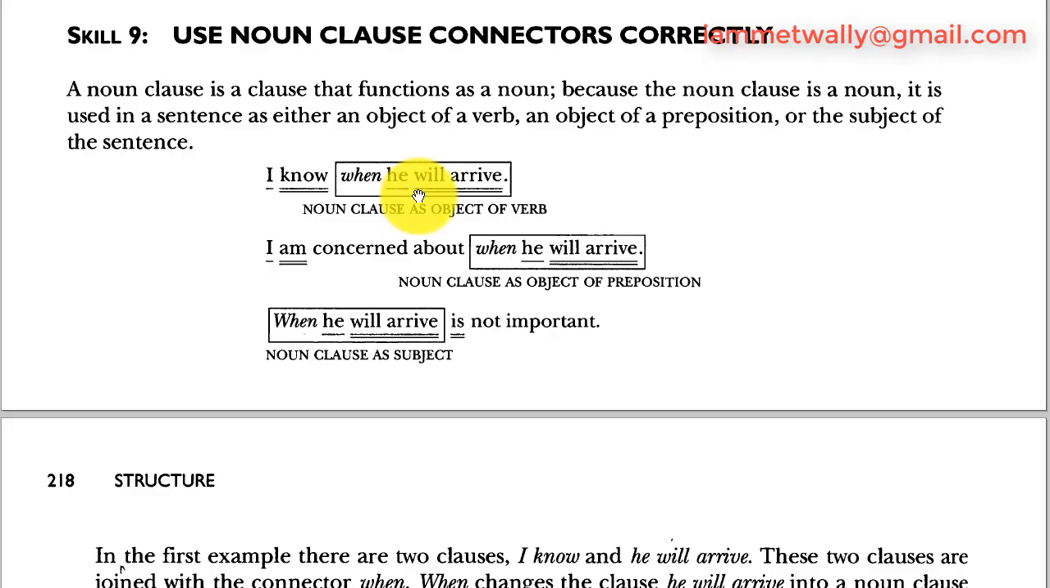As you can see, those clauses are noun clauses, and they function differently according to their location and their place. In the first one, they are functioning as an object. In the second one, they're functioning as an object, but for the preposition about. And in the first one and the last one, they are functioning as the subject of the verb is.